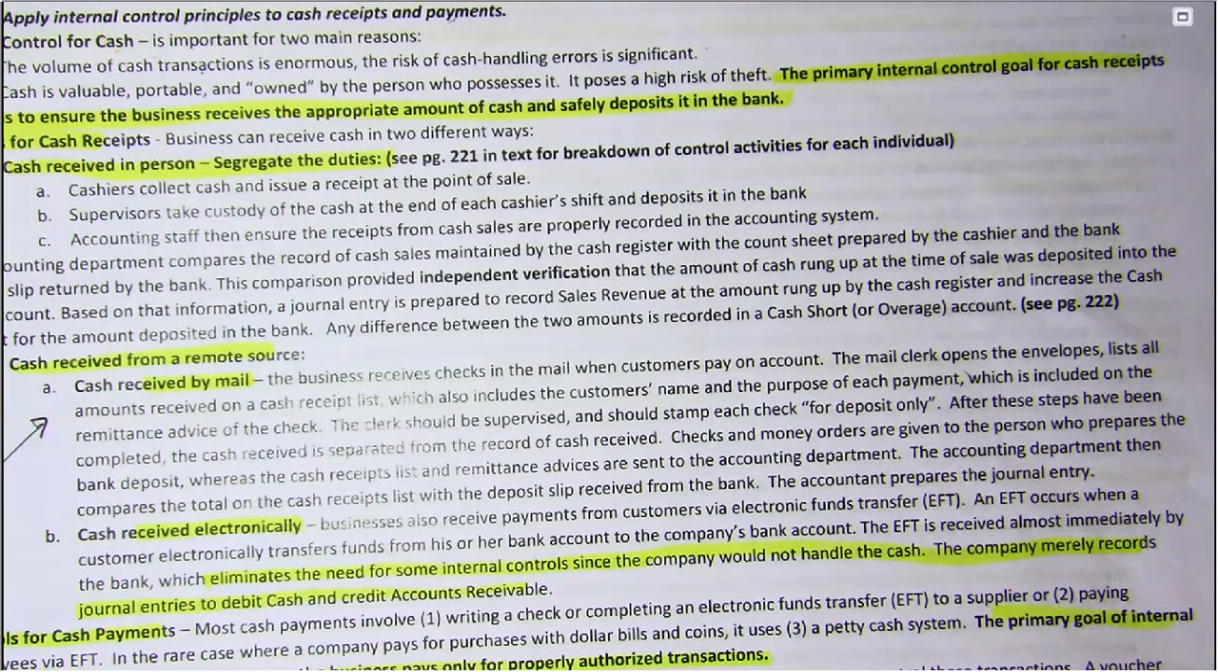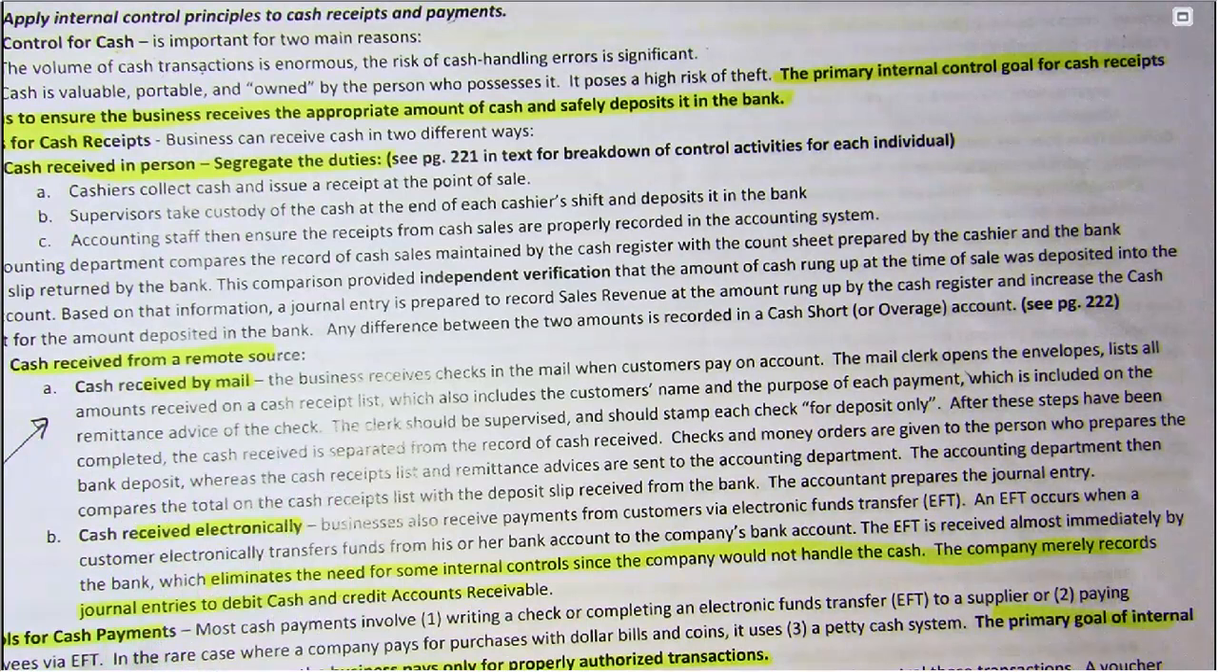The amount is compared to the amount on the remittance advice, and remittance advice is simply the portion of the bill that you have to return with your payment. It usually has your name, address, and your account number on it, and a place for you to put the amount that you're paying. So the clerk compares the amount of the check to the amount that you say you're paying, and then they record that. They list that on a cash receipts list.